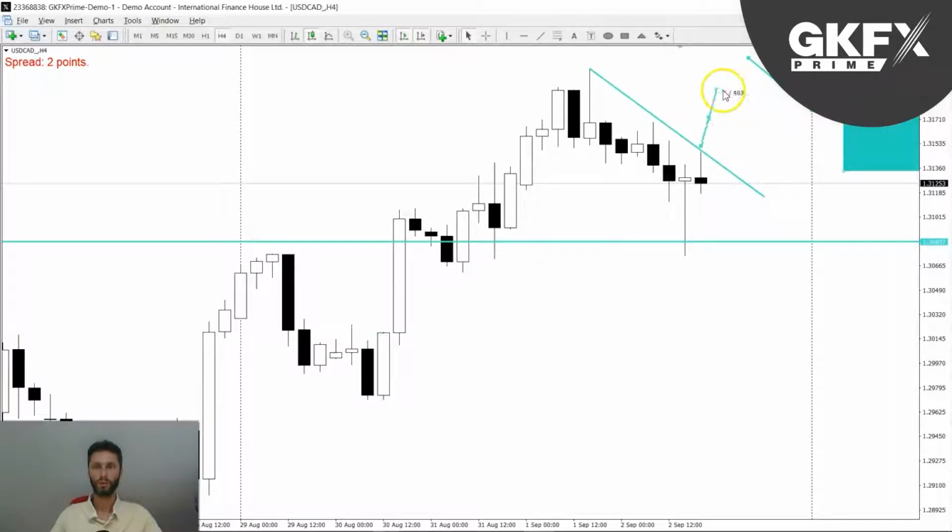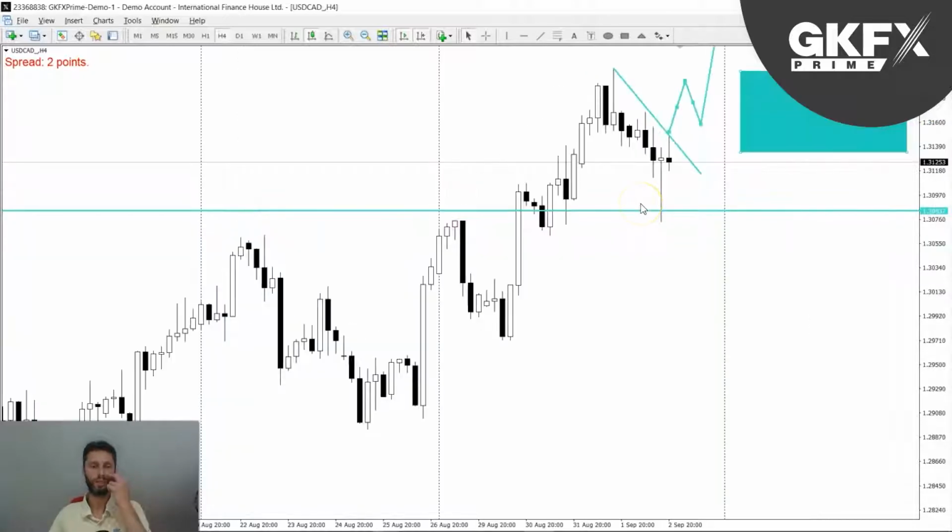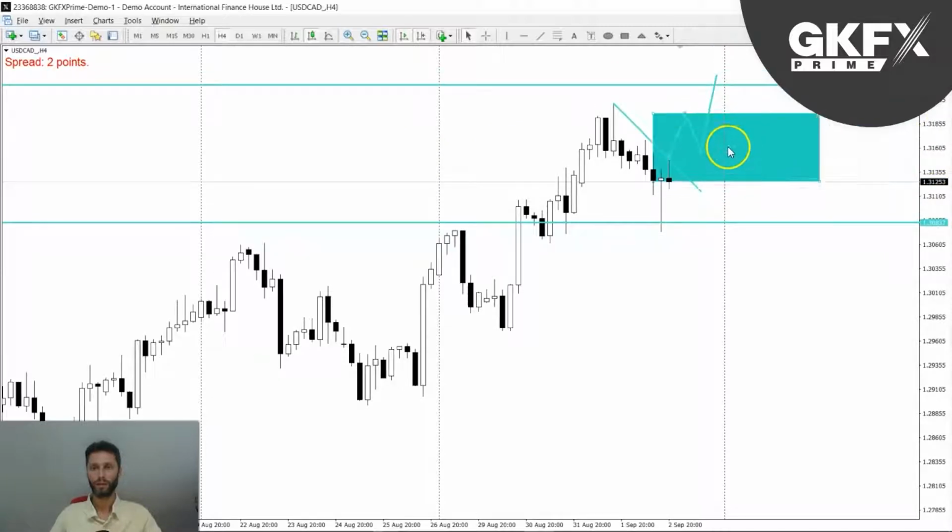So I'll be looking for possibly something like this, a move higher, then a retracement, getting a better price, and then continuing to the upside. So similar to the dollar Swiss and the opposite of the euro dollar, just moving in the other direction. And this could be a zone here to pay attention to. So that's the high probability scenario that I see here.